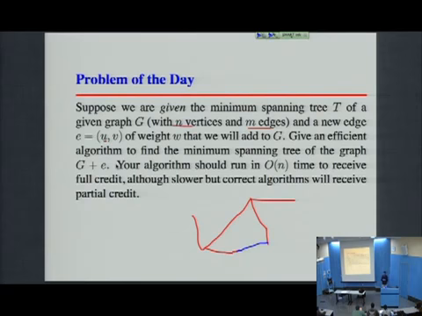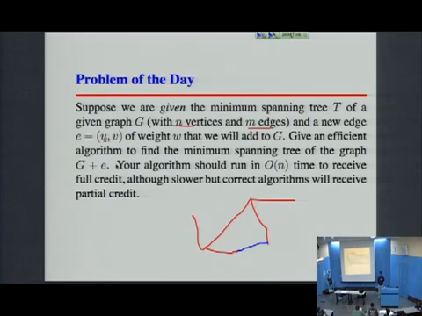Now, what if I were to do something dirtier? Let's just make this a little more complicated. You're given a graph with n vertices and m edges. Suppose now, instead of adding an edge, we are told to delete a specific edge. How much time will it take to update the spanning tree if I delete a particular edge?